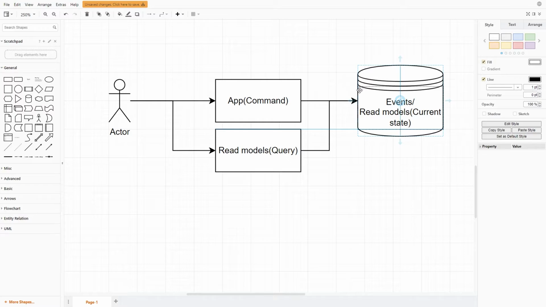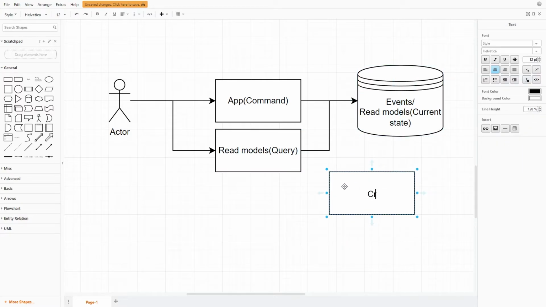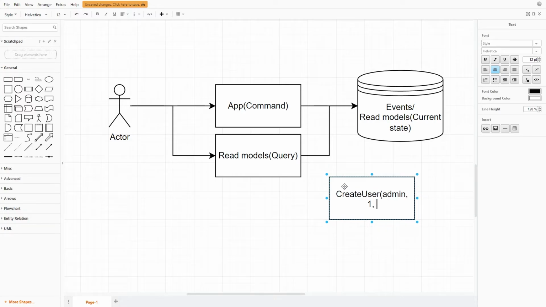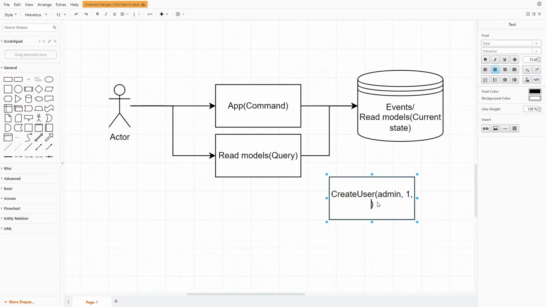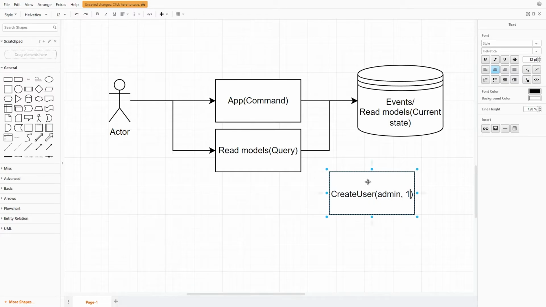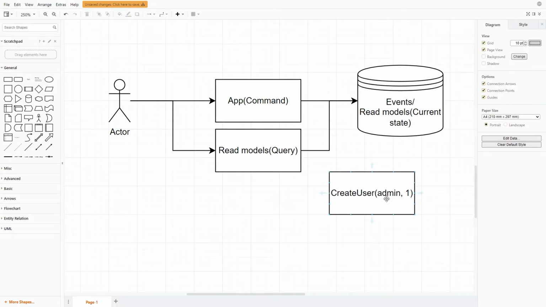Our application sends that event to our database, and there we're gonna have create user with all the information that we need. So our username, our ID, our password, every information that we need, so basically like our SQL query, we're gonna store that. Not the SQL query, but all the information that we need in order to execute it. So for now, let's just create user with username admin and ID 1.